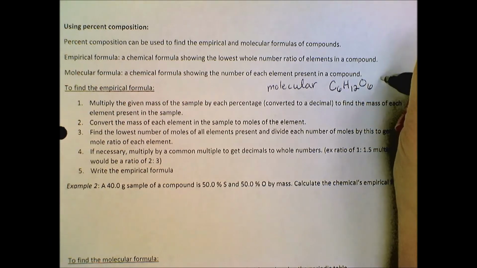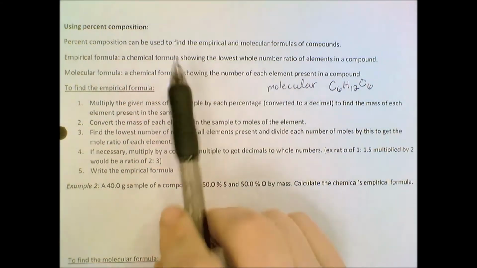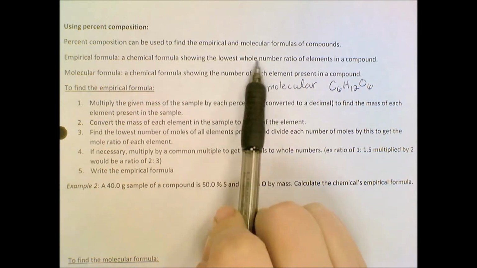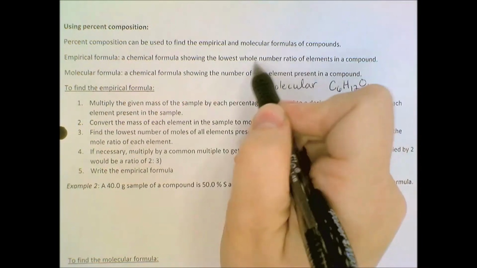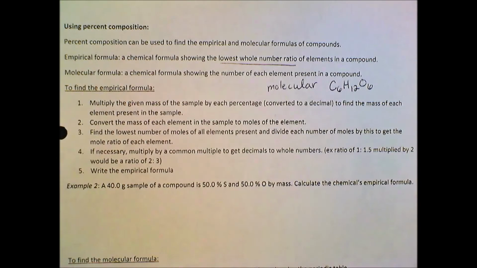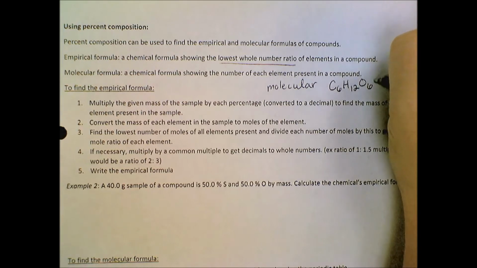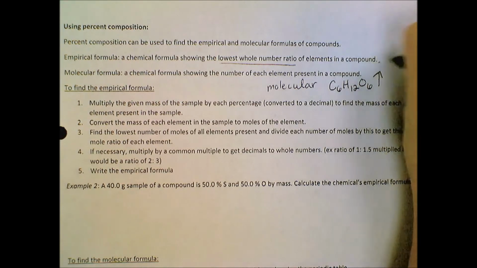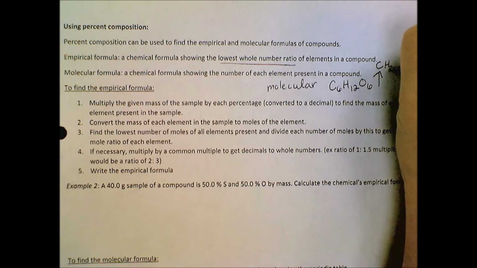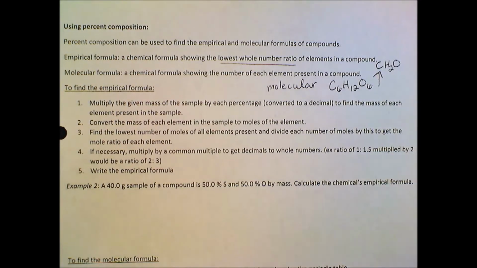Its empirical formula is just a formula showing the lowest whole number ratio of elements. So it's just a ratio. It's not actually telling you how the molecule is structured or how many of each element there are. It's just a ratio of one element to another, and it simplifies our molecular formula. So our molecular formula would become CH2O for our empirical formula.